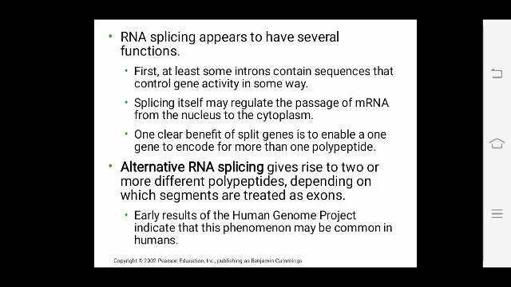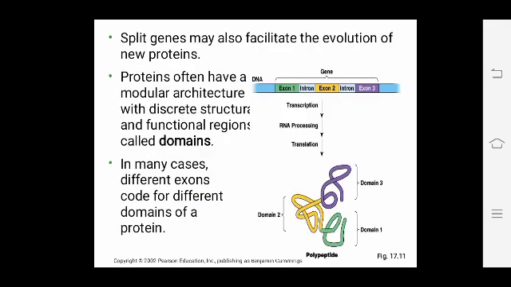Alternative RNA splicing gives rise to two or more different polypeptides, depending on which segments are treated as exons. Results of the Human Genome Project indicate that this phenomenon may be common in humans. Split genes may also facilitate the evolution of new proteins. Proteins often have a modular architecture with discrete structural and functional regions called domains. In many cases, different exons code for different domains of a protein.